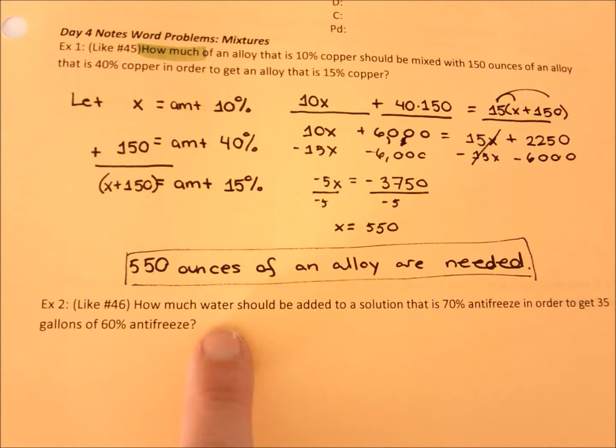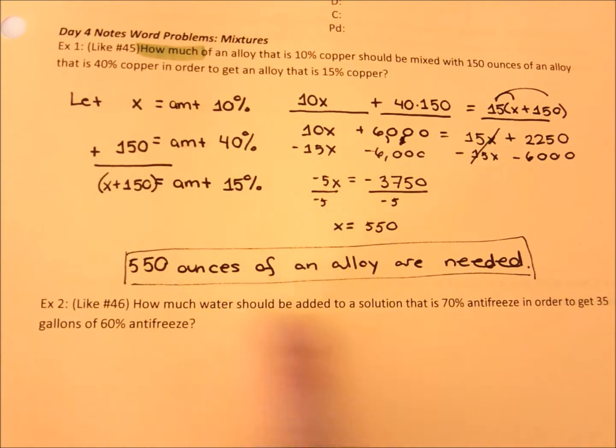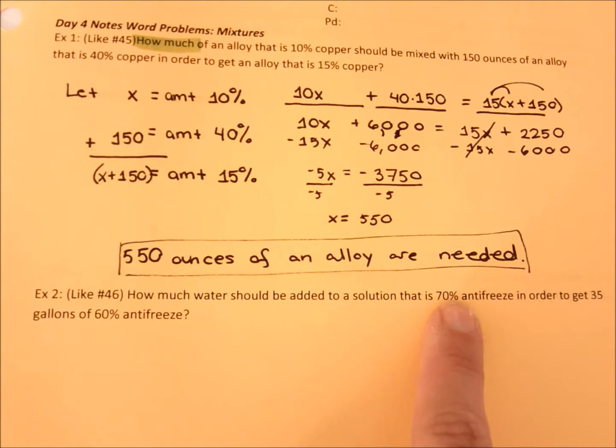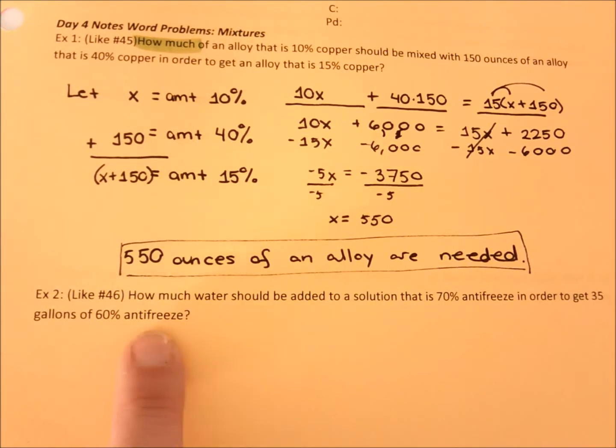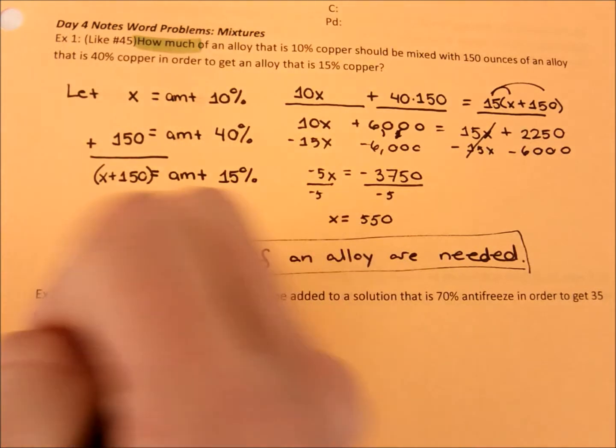And it talks about antifreeze. So how much antifreeze should be in water? 0%. So water is always 0%. So how much water should be added to a solution that is 70% antifreeze, and our goal is to get 60% antifreeze? How many things are we mixing together? 2 to get a total of 1. So let's set up our 2 things.